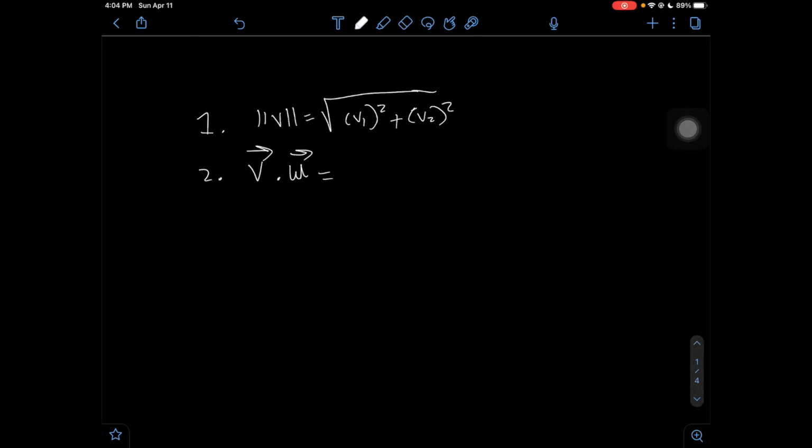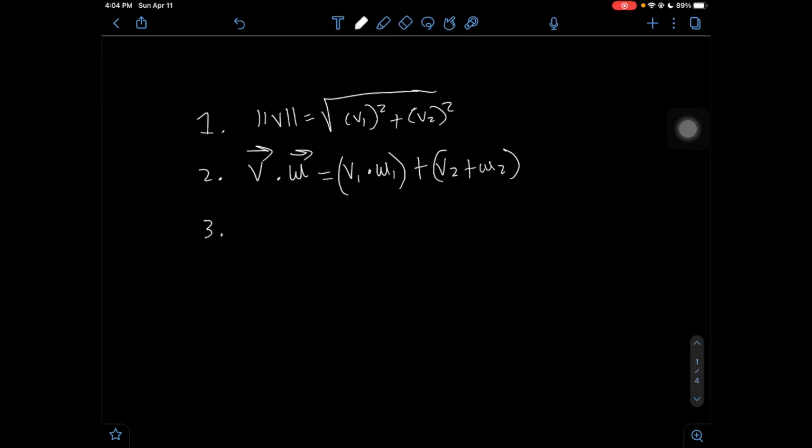In today's video, we'll be working through dot products. There are three main equations which we are going to be using in this video. The first being the magnitude of our vector equals the square root of v1 squared plus v2 squared. That's equation number one. The second equation we want to use is going to be v times w equals v1 times w1, so it's going to be in parentheses, plus v2 plus w2.